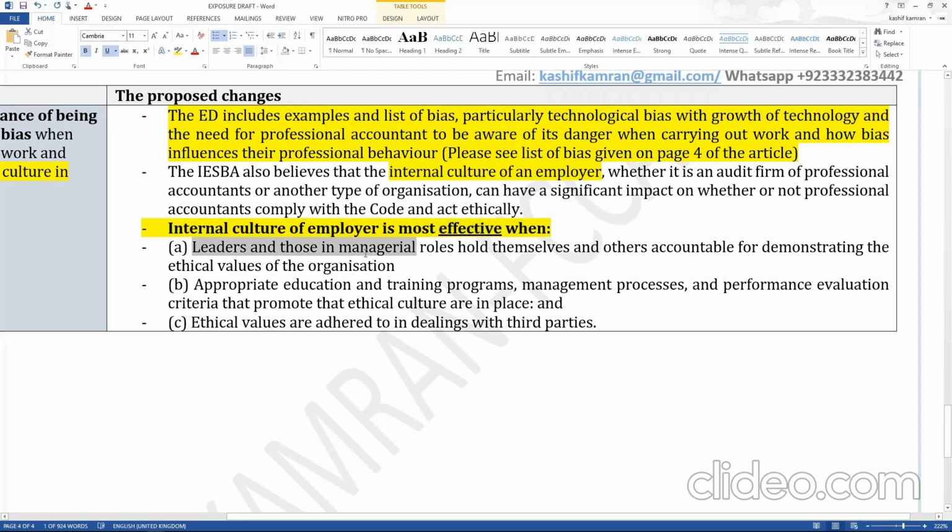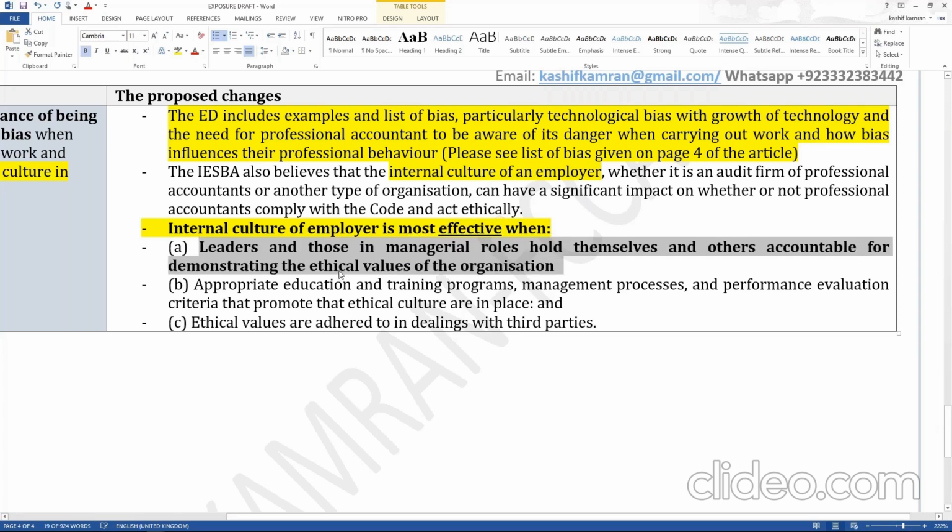leaders and those in managerial roles hold themselves and others accountable for demonstrating ethical values of the organization. Is that important? The leaders of the organizations and the people in the managerial role of the organization hold themselves and others accountable for demonstrating the ethical values in the organization, right? Is that an important part of the culture? Hold themselves and others accountable. So will that really ensure an environment of compliance?